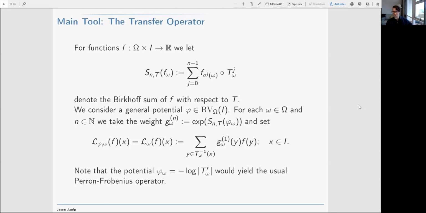If phi omega was just minus log of T omega prime for each omega, then here we'd just be talking about the normal, usual Perron-Frobenius operator.